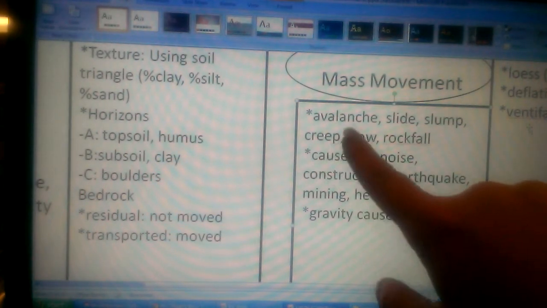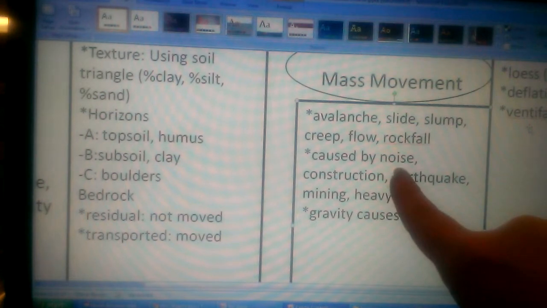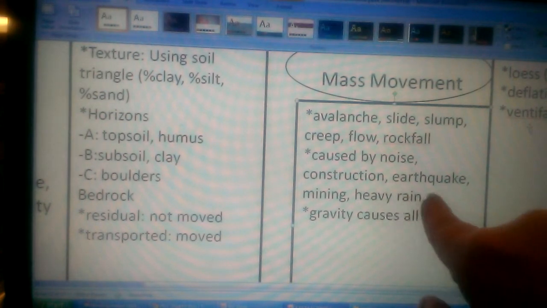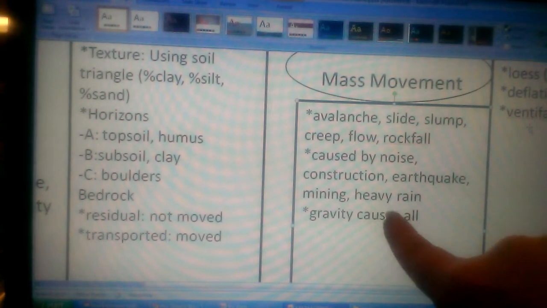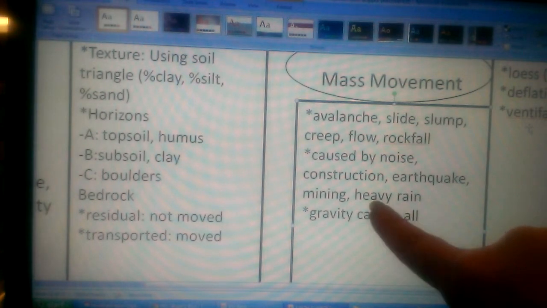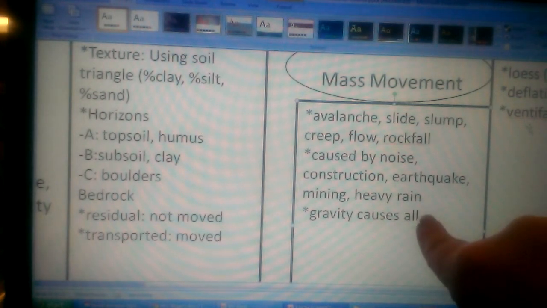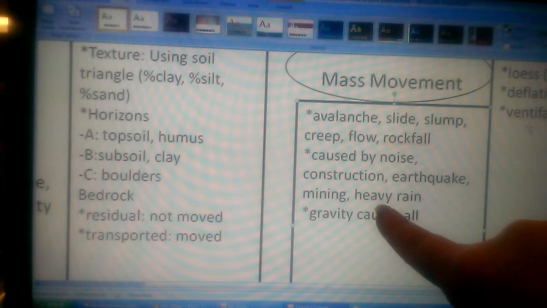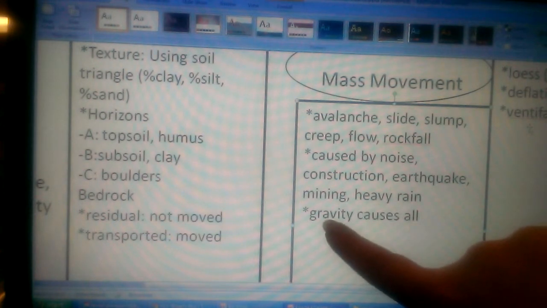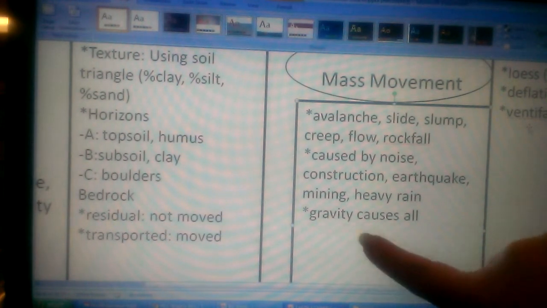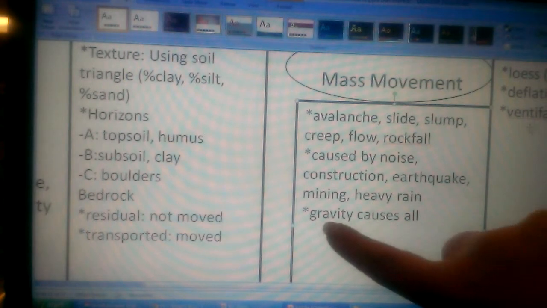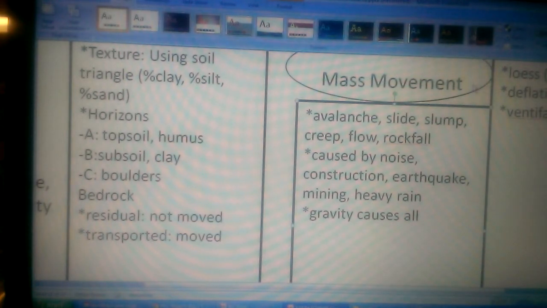And causes of all these mass movements can include things like noise, construction, earthquakes, mining, or even heavy rain, because that heavy rain, again, is going to reduce the friction on the surface, and that lubricates it so that it can slide down more easily. And all the while, gravity is causing all of those things to happen, because gravity is what's pulling everything down the slope to begin with. So that's your mass movement in a nutshell.